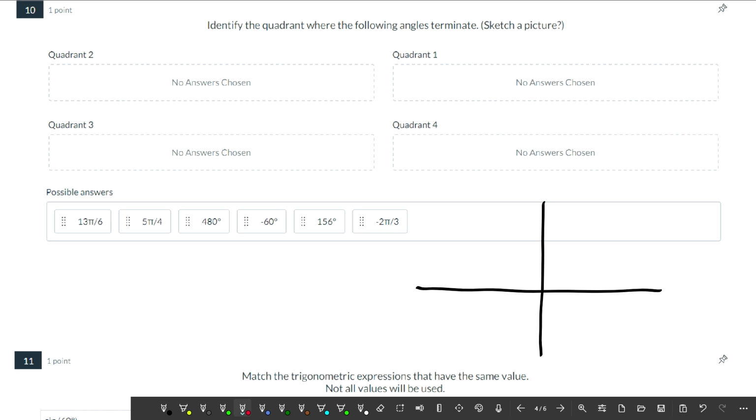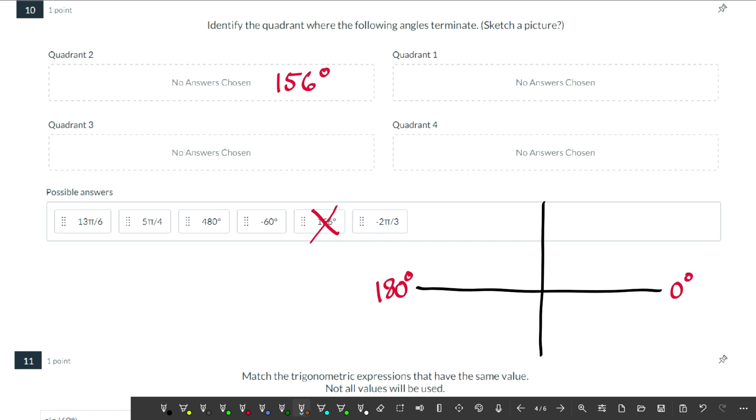So, let's start with 156 degrees. This one's pretty simple. We start our angles of rotation here on the right. If you rotate all the way to a half circle, that would be 180. So 156 would put you maybe somewhere like here. So that would be quadrant 2. So 156 degrees goes in quadrant 2.